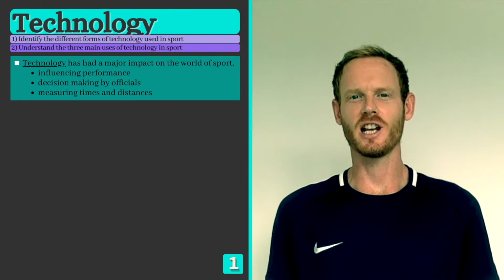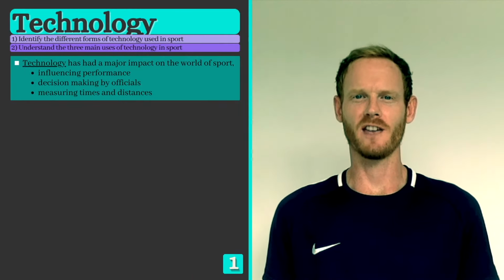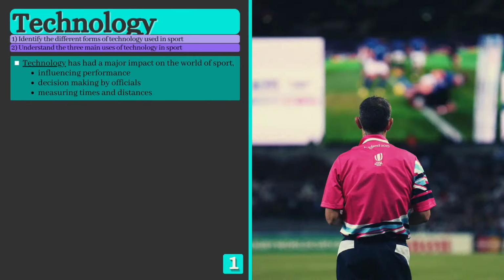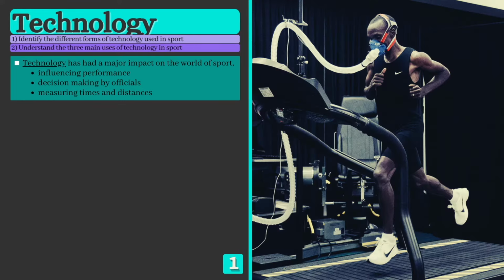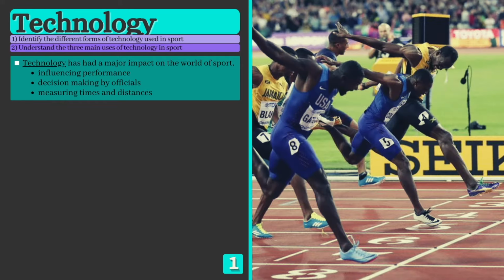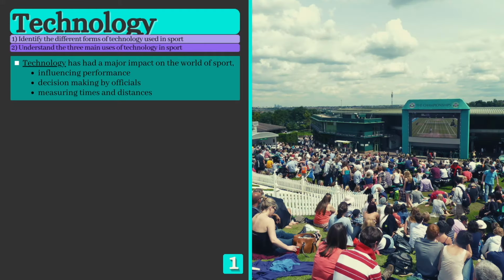Technology has had a major impact on the world of sport, affecting almost every area. It's influenced how officials make decisions, how performers train for events and deliver their best performances, how athletes' performances are measured and recorded, and how sports are enjoyed by spectators via the media.